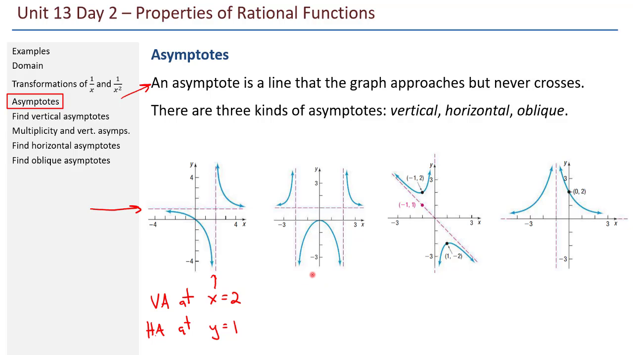The next graph has two vertical asymptotes. So the VA is vertical asymptotes at x equals -2 and x equals +2. And it looks like it has a horizontal asymptote at y equals 1.